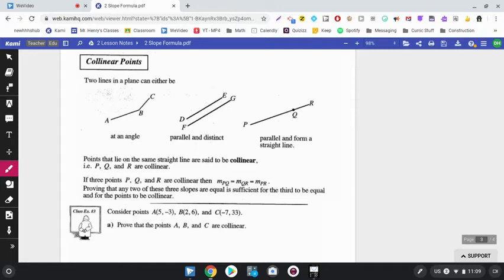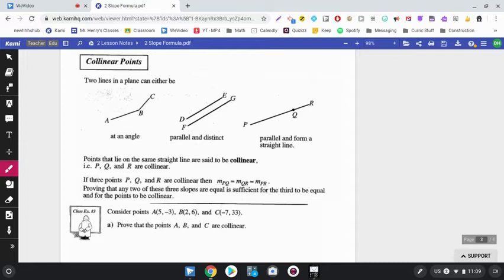And what it says is, okay, two lines in a plane. They can either be at an angle. So that's the first example, they kind of meet at a point. They can be parallel and distinct, so they're off on the side. They never touch each other, they never intersect. Or they could be parallel and form a straight line.